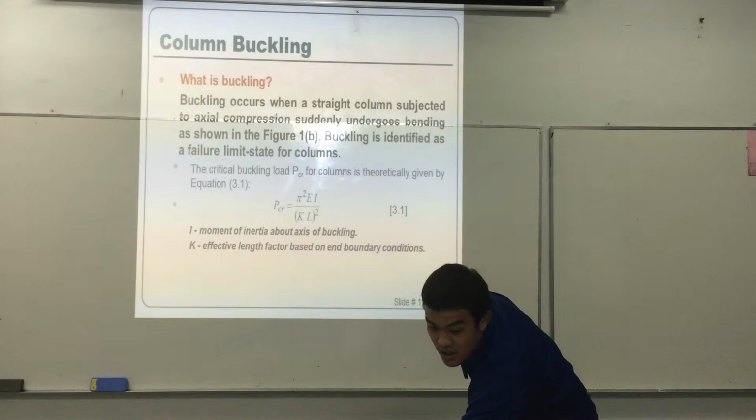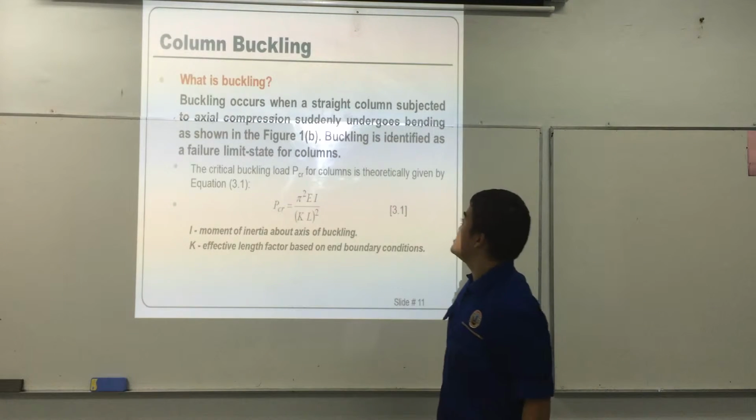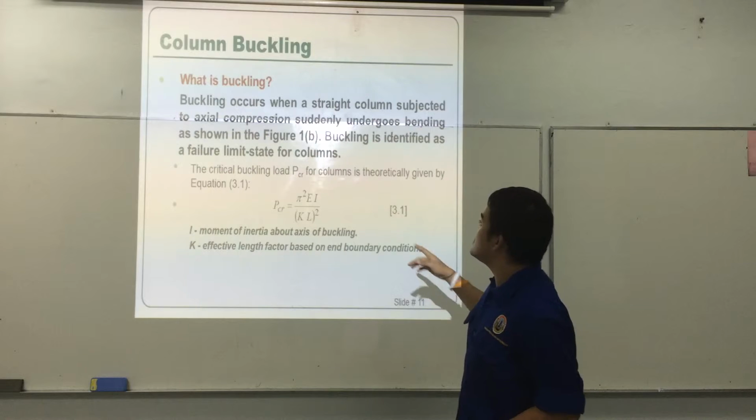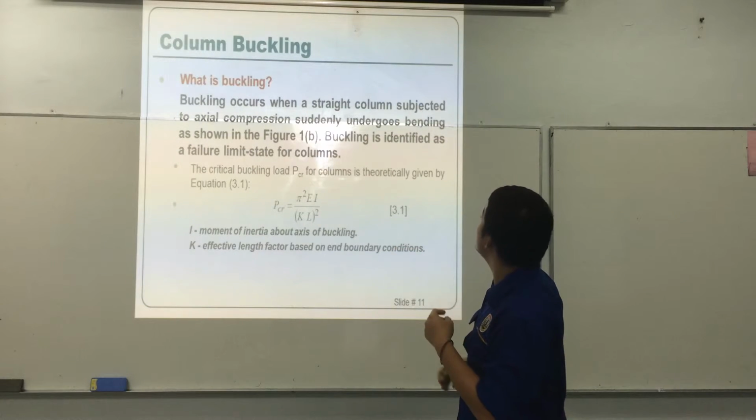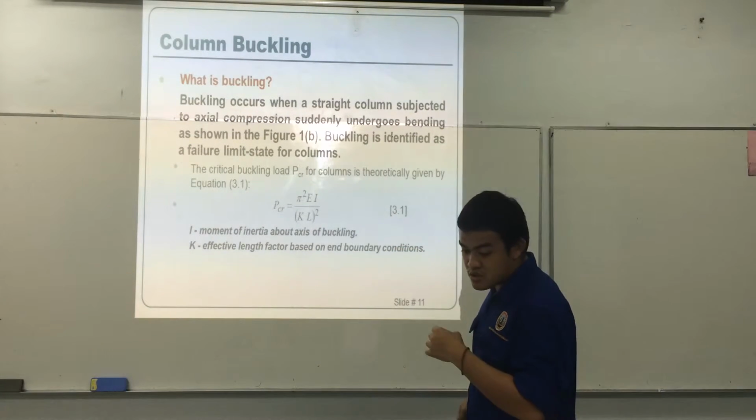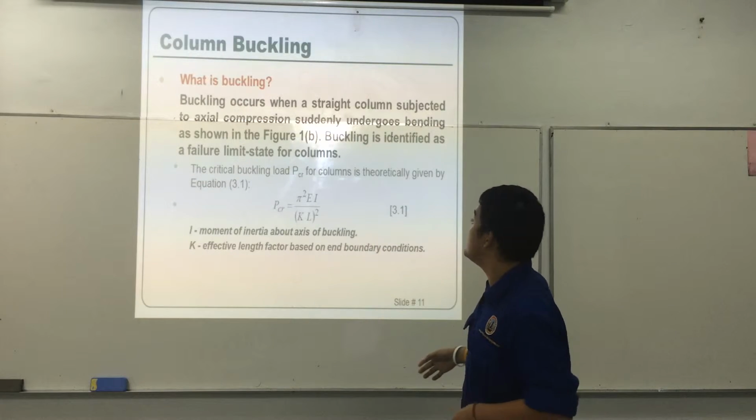The next is column buckling. Column buckling occurs when a column subject to axial compression suddenly undergoes bending, as shown in figure 1b.